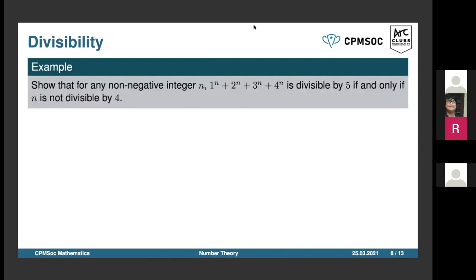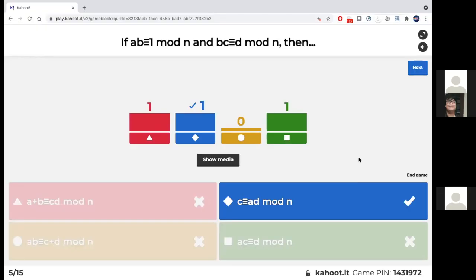So we'll jump into a Kahoot regarding divisibility before we go into examples. I hope you all still have your Kahoot windows open. I should probably have told everyone to do that. Does anybody need more time to get ready? Cool. All right, let's go on.